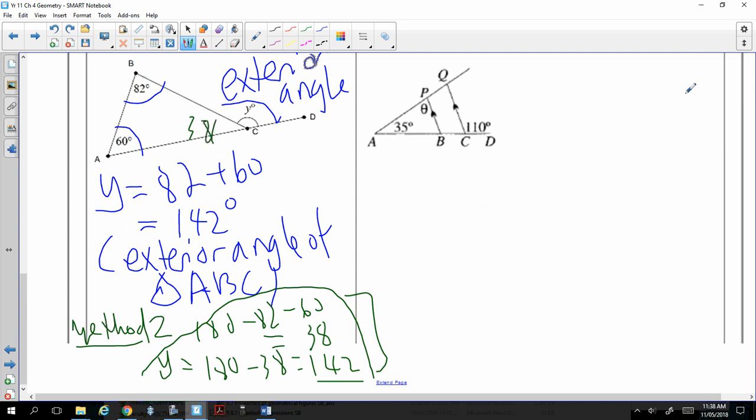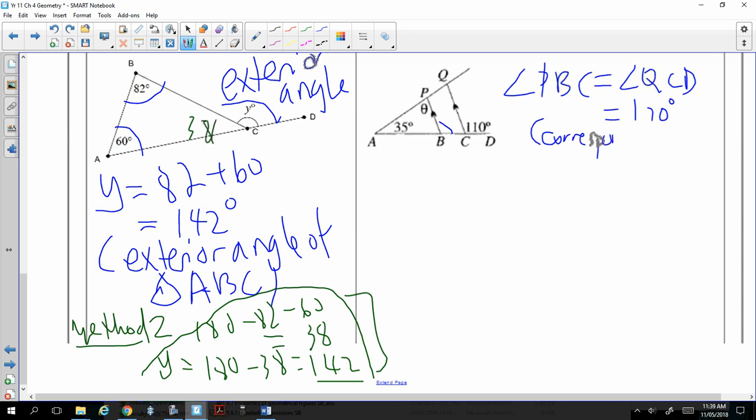This angle here, which is equal to angle QCD, which is 110 degrees. The reason is corresponding angles on parallel lines because the two lines are parallel. So I labeled that on the diagram. Hopefully you can use it to find theta now. Can we find theta now?